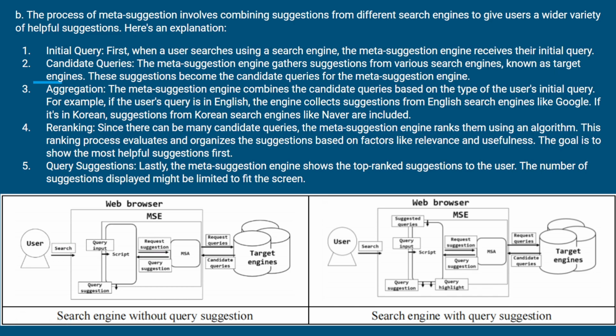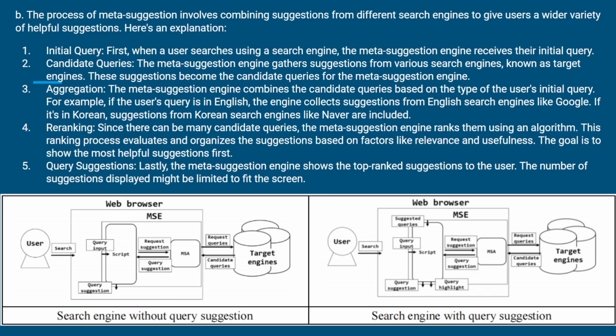The third is aggregation. The meta suggestion engine combines the candidate queries based on the type of the user's initial query. Just like this example, if the user query is English, the engine collects suggestions from English search engines like Google. And if it's in Korean, suggestions from Korean search engines like Naver are included.